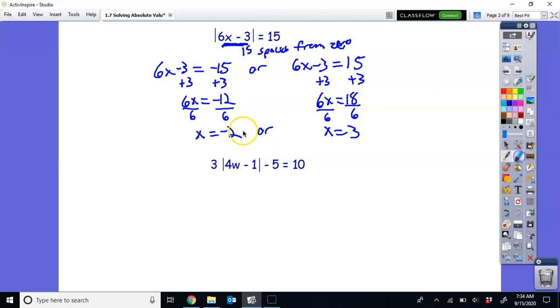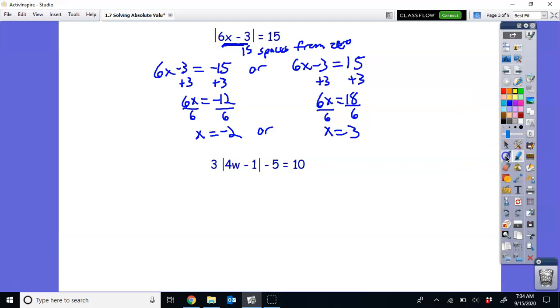Again, the whole point is that if you plug in -2 right here into this x, it'll give me -15, which is 15 spaces from 0. If you plug in this 3 to the x, it'll give me 15, which is 15 spaces from 0. So that is the goal when we're solving an absolute value.